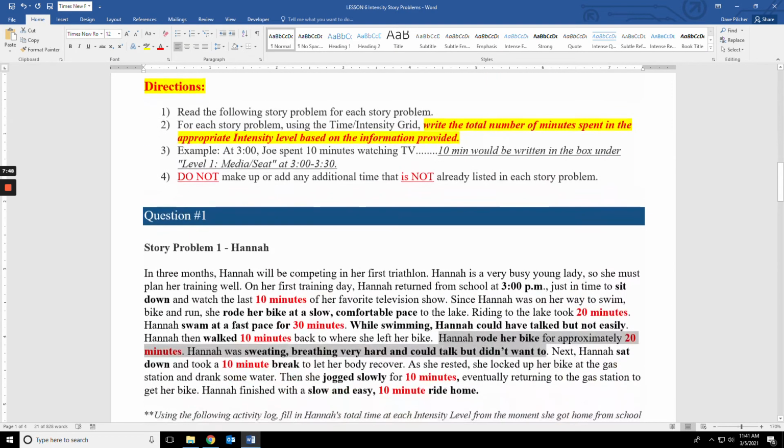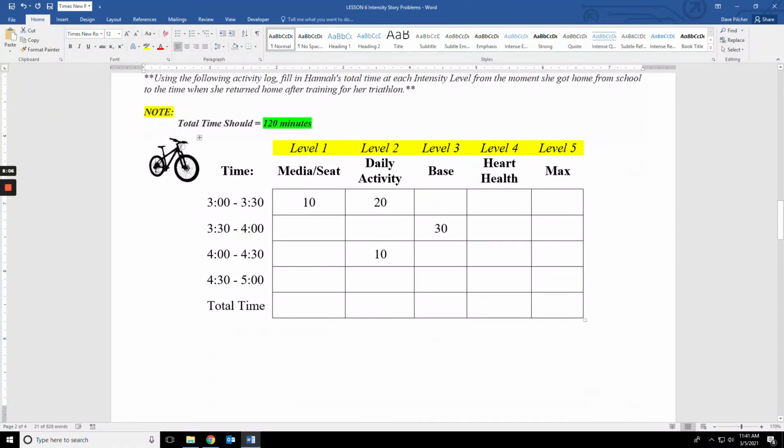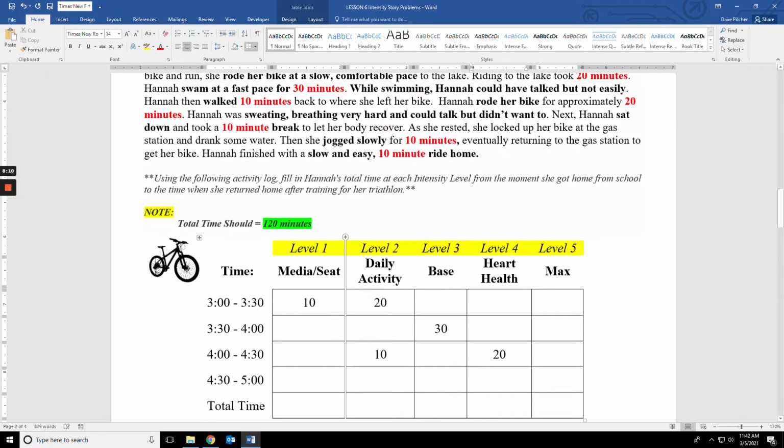Go back down to Hannah. Let's reread the sentence. It says again, she rode her bike for 20 minutes. Hannah was sweating, breathing very hard, could talk, but really didn't want to. And that fits the exact same descriptor in intensity level 4. Heart health, I'm going to put 20 minutes. We're almost done.